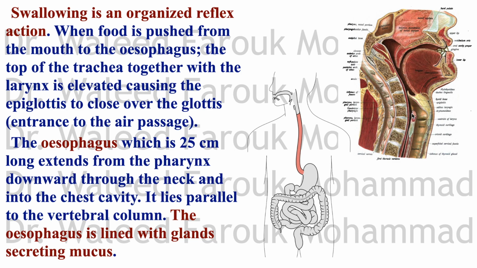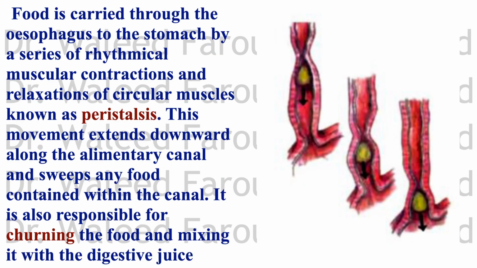Now, here's the beginning of the esophagus, continues down for a distance of 25 centimeters approximately, and extends from the pharynx to the stomach. The esophagus is lined with glands secreting mucus to facilitate the passage of the chewed food from the pharynx to the stomach to be completely digested. Food is carried through the esophagus to the stomach by a series of rhythmic contractions called peristalsis.